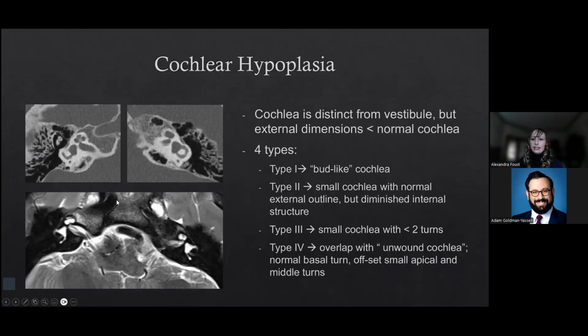Here I just have an example, and this patient has a type 3 malformation on the right. So the cochlea is too small and doesn't have enough turns. And then we look on the left, more of this type 1, a bud-like rudimentary cochlea.